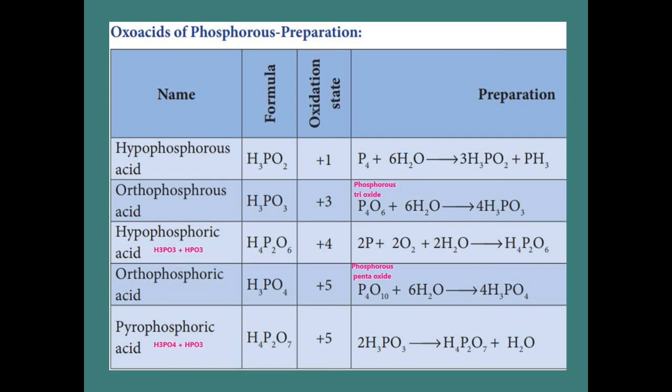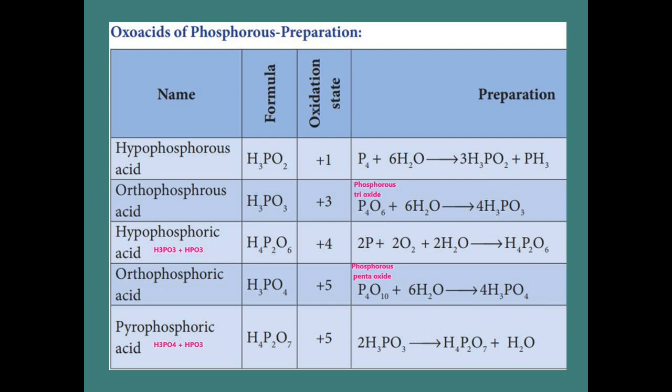Preparation of oxo acids of phosphorus. First one, hypophosphorus acid, formula H3PO2. It is prepared when phosphorus is added to water; it gives hypophosphorus acid along with phosphine.